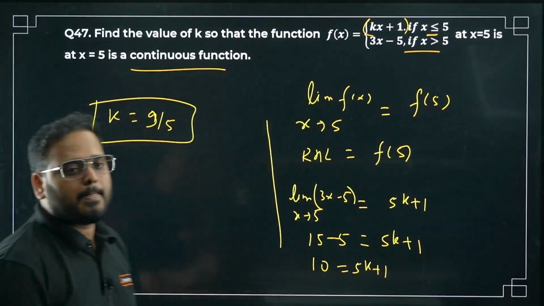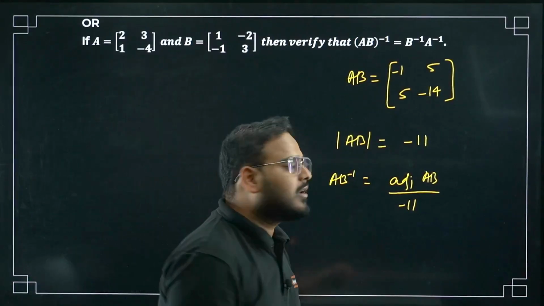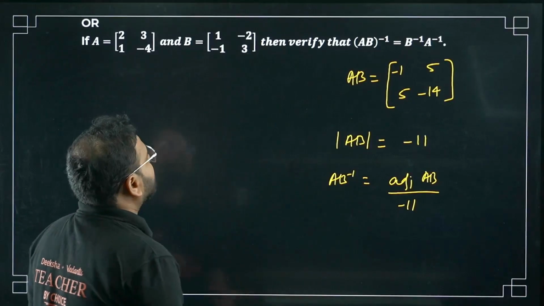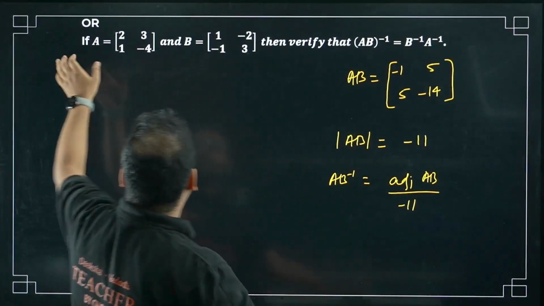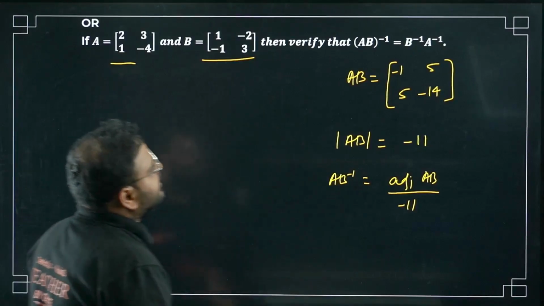Is it clear? Okay, very simple. This is a 4 mark question. Now we have part of question 47. They have given matrix A 2 cross 2, matrix B 2 cross 2. Then verify that (AB) inverse equals B inverse A inverse.